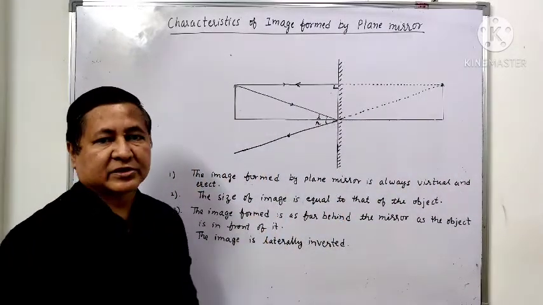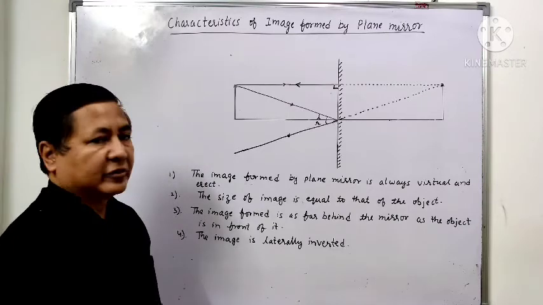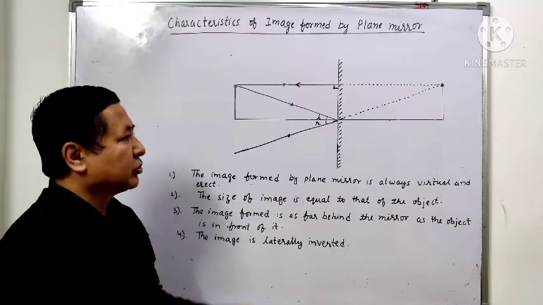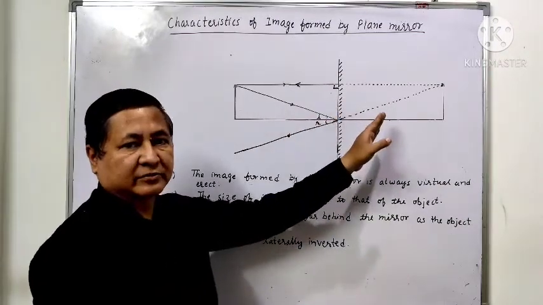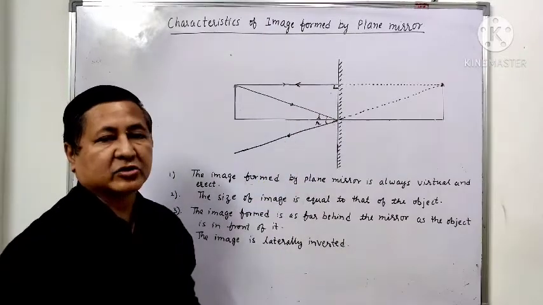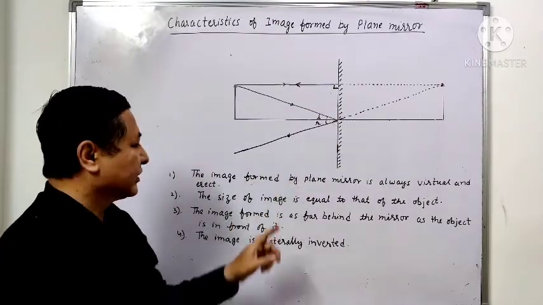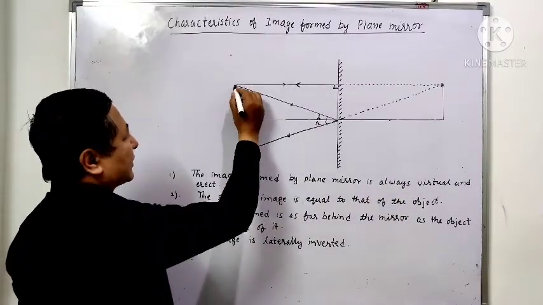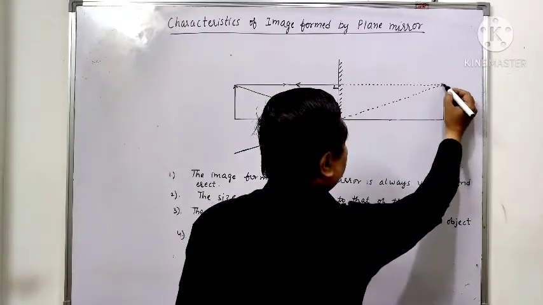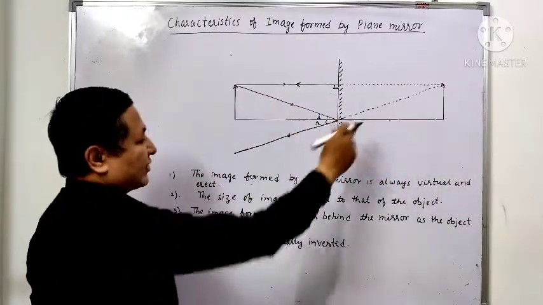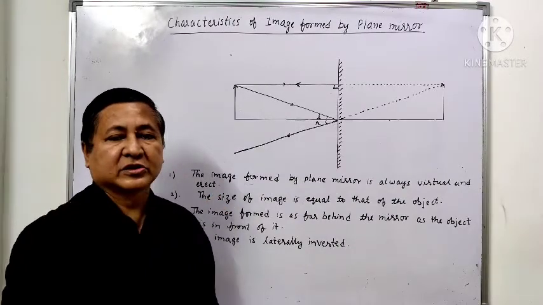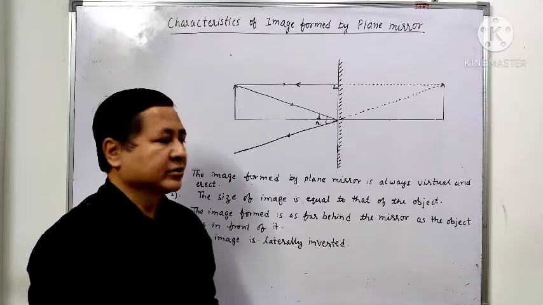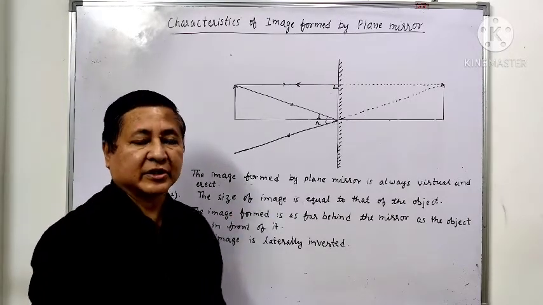Now let us see what are the characteristics of the image formed by the plane mirror. The first characteristic is the image formed by plane mirror is always virtual and erect. So this image cannot be found on the screen, as these two reflected rays are not actually meeting, so it cannot be found on the screen. Therefore it is a virtual image. And also if you see, the object is in upright position, so that's why we say it is an erect image. If you see yourself in the plane mirror, your image is upright, so we say the image is erect.